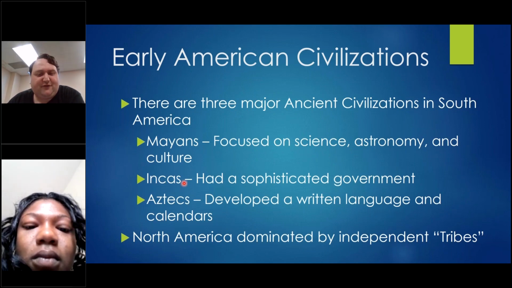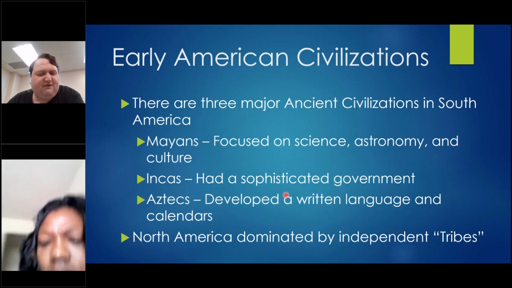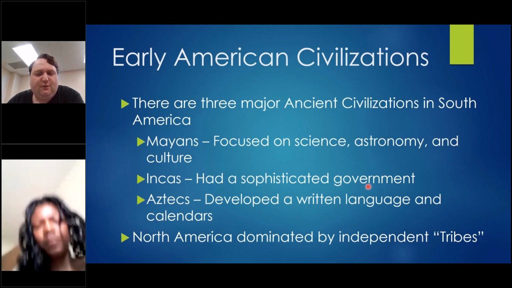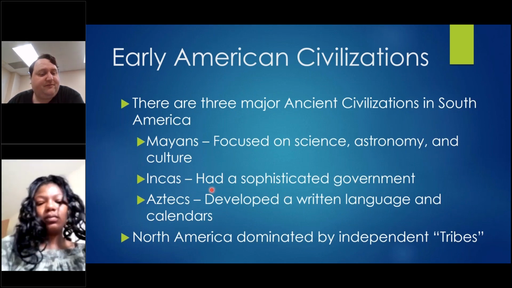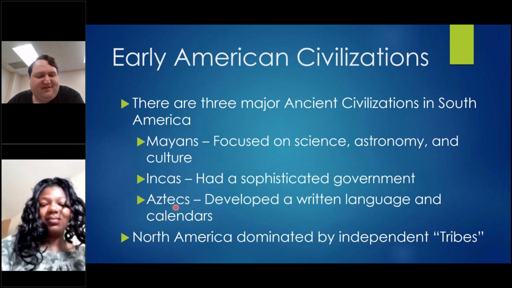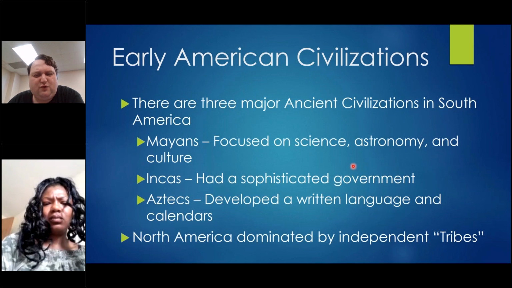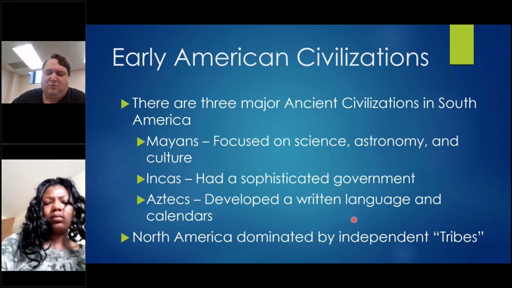The Incas were another group. They had a very sophisticated government that was based on laws, and that's really their culture. It was a very strong government with a very strong set of laws. And then the Aztecs are famous for developing a written language. The other two used symbols, but they didn't use a written language with letters the way that we think of letters. The Mayans and the Incas used a different type of language that relied more on pictures and images.